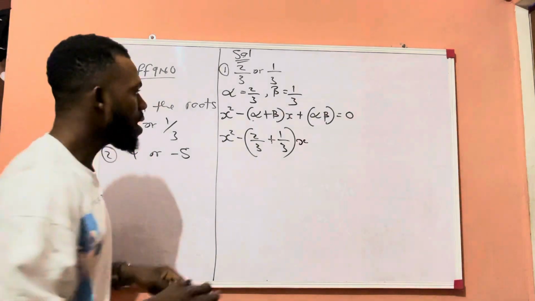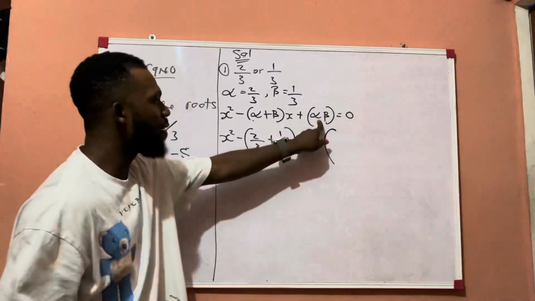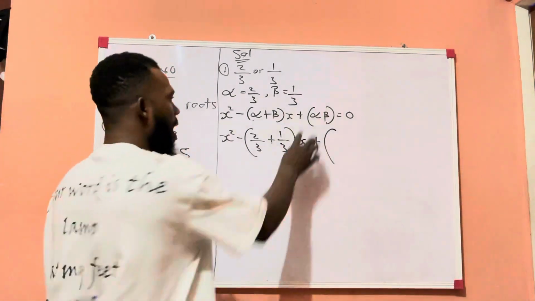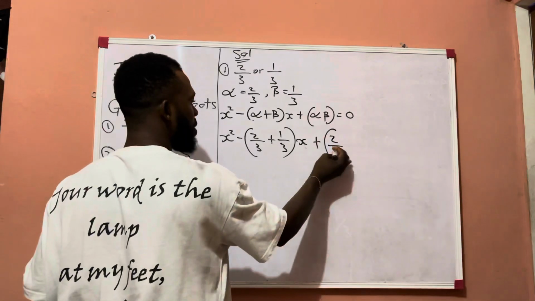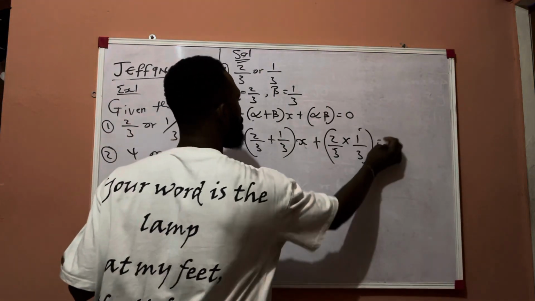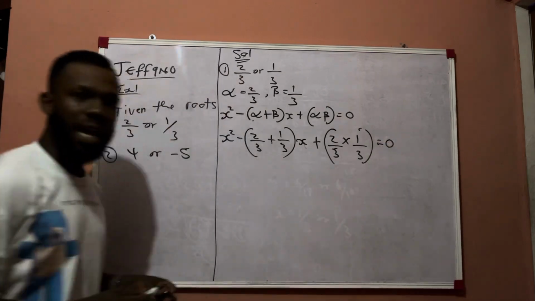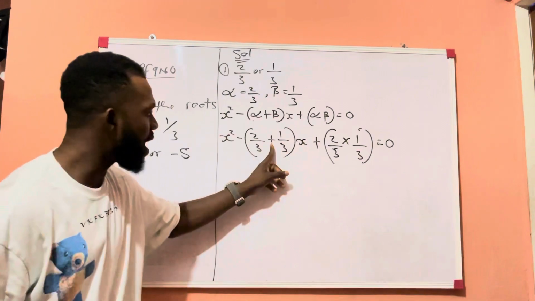Then what do we have here? x plus, now, what do we have here? We have multiplication. So what do we have? Alpha now is 2 over 3. Now times beta is 1 over 3 equal to 0. Now without wasting time, let us proceed. You will see in this bracket, we have addition sign.